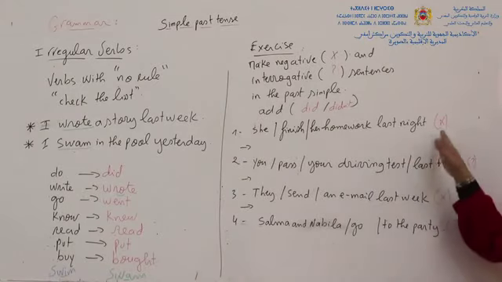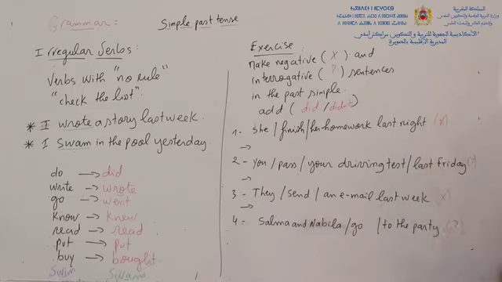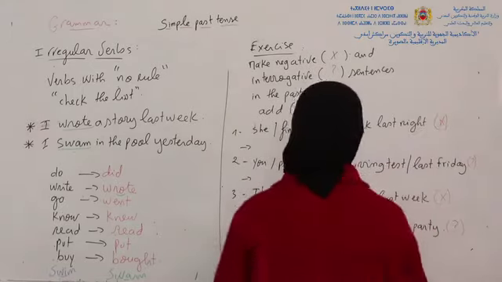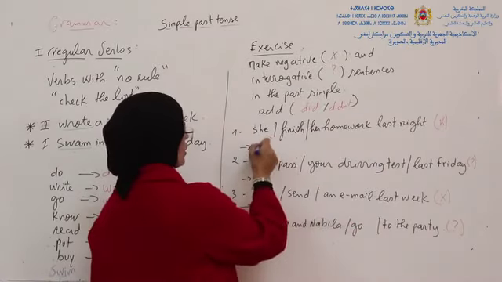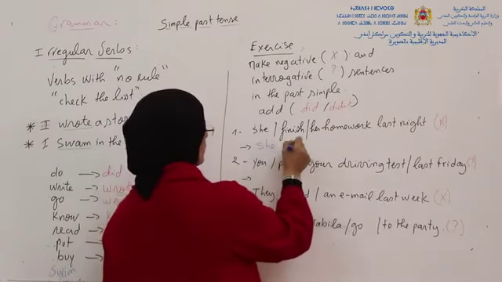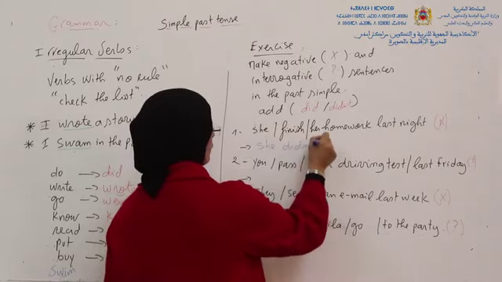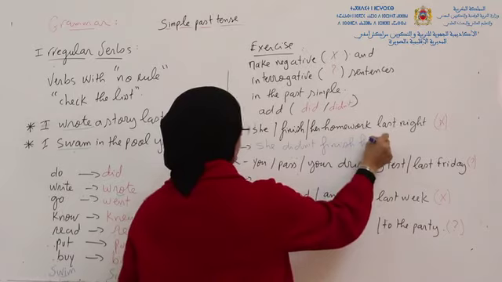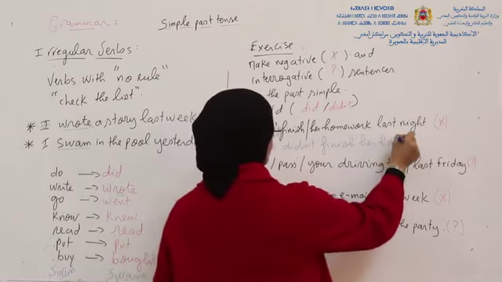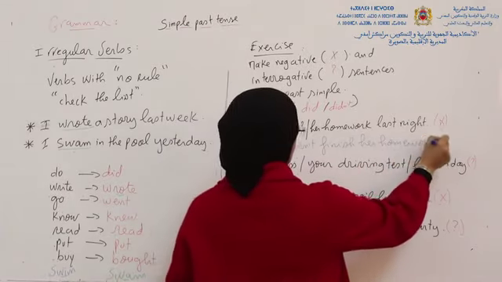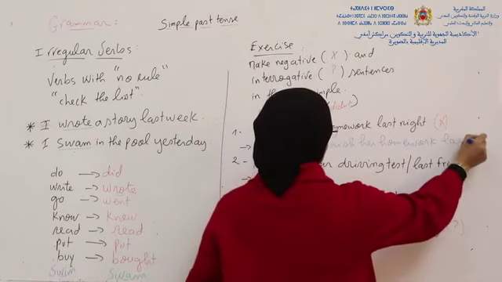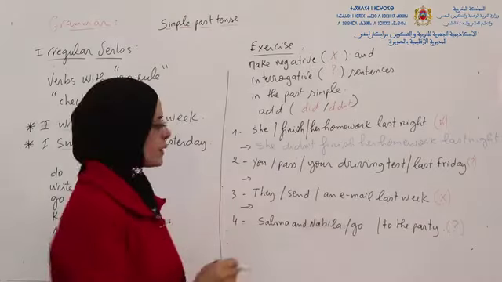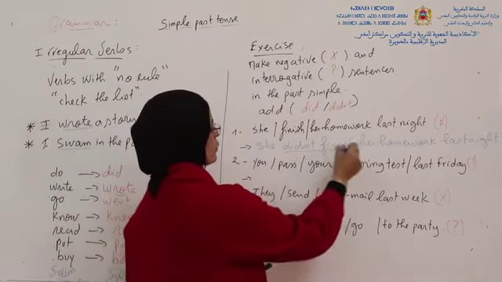The first sentence you have a cross, which means we should make it into negative form. Now, she finished her homework last night. We can answer like this: she didn't finish her homework last night. Okay, now she didn't finish. Now this is the negative form.